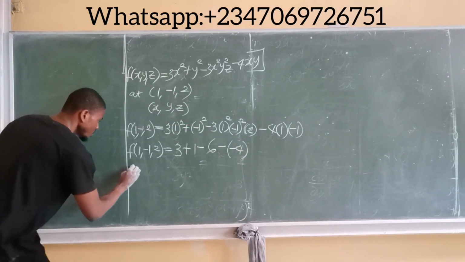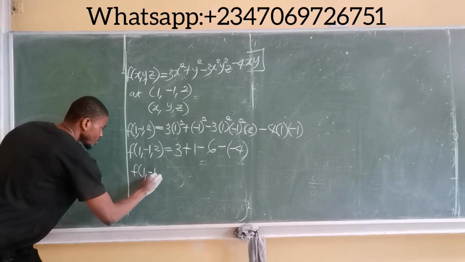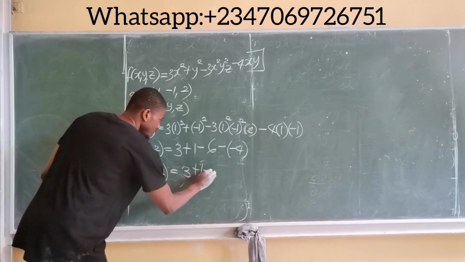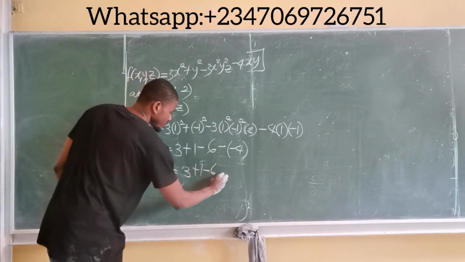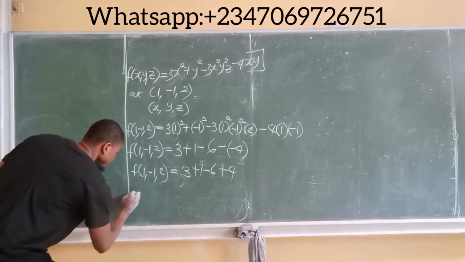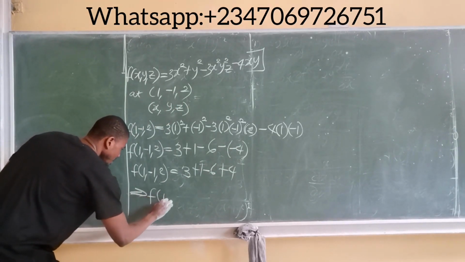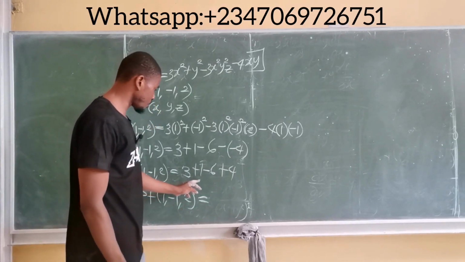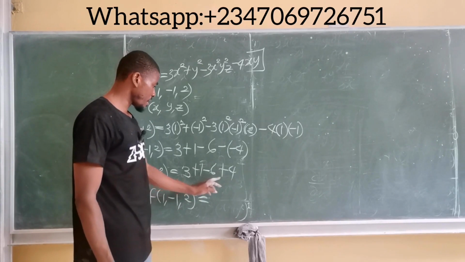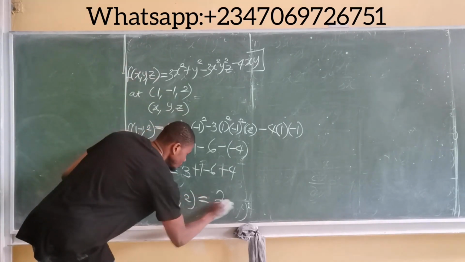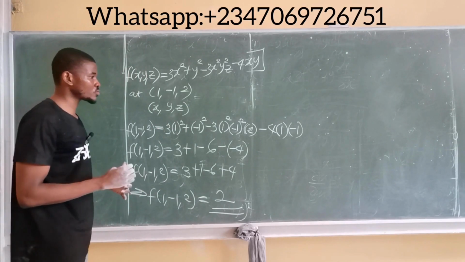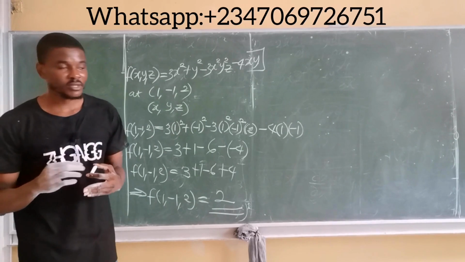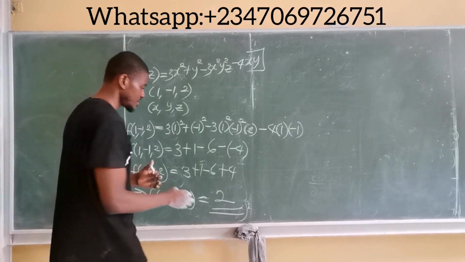So f(1, minus 1, 2) is simply equal to 3 plus 1 minus 6, minus and minus here becomes plus 4. That implies f(1, minus 1, 2) is equal to, 3 plus 1 is 4, 4 minus 6 is minus 2, minus 2 plus 4 simply gives us 2. So the answer to that question is simply 2. That's how you're able to find the function of multivariables at a given point. Let's try another example and see.